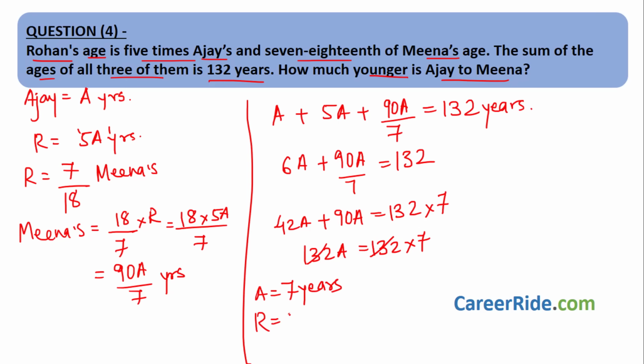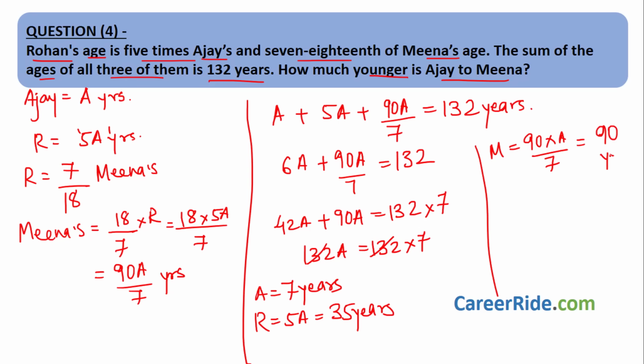Therefore, Rohan's age is 5 times a. 5 sevens are 35, so 35 years. And Meena's age is nothing but 90 into a upon 7, that is 90 into 7 divided by 7, which is nothing but 90 years. So how much younger is Ajay to Meena? 90 years minus 7 years, that would be 83 years. So Ajay is 83 years younger than Meena, right?